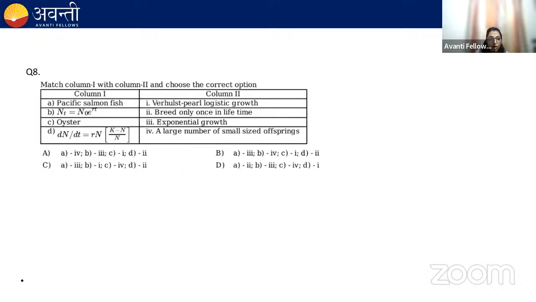Moving next, match column 1 with column 2 and choose the correct option. Pacific salmon fish breeds only once in a lifetime. Nt equals N0 e^rt. This is an exponential growth.